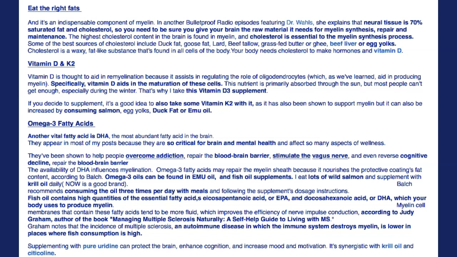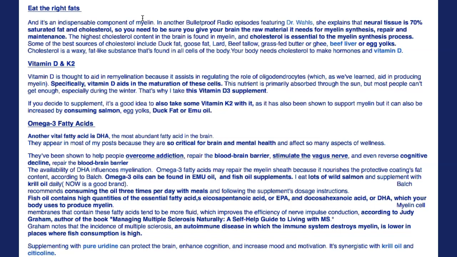Some of the best sources of cholesterol include duck fat, goose fat, lard, beef tallow, grass-fed butter or ghee, beef liver, egg yolks, and MOIL, of course, as well. This is a very, very good fat. Cholesterol is a waxy fat-like substance that's found in all cells of the body. Your body needs cholesterol to make hormones and vitamin D.